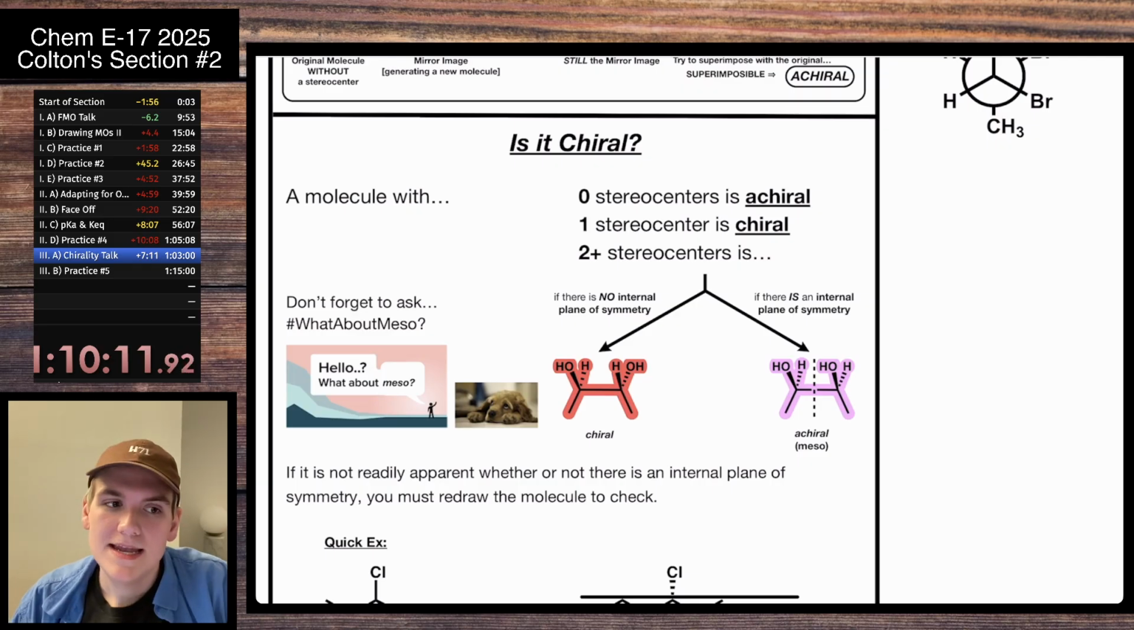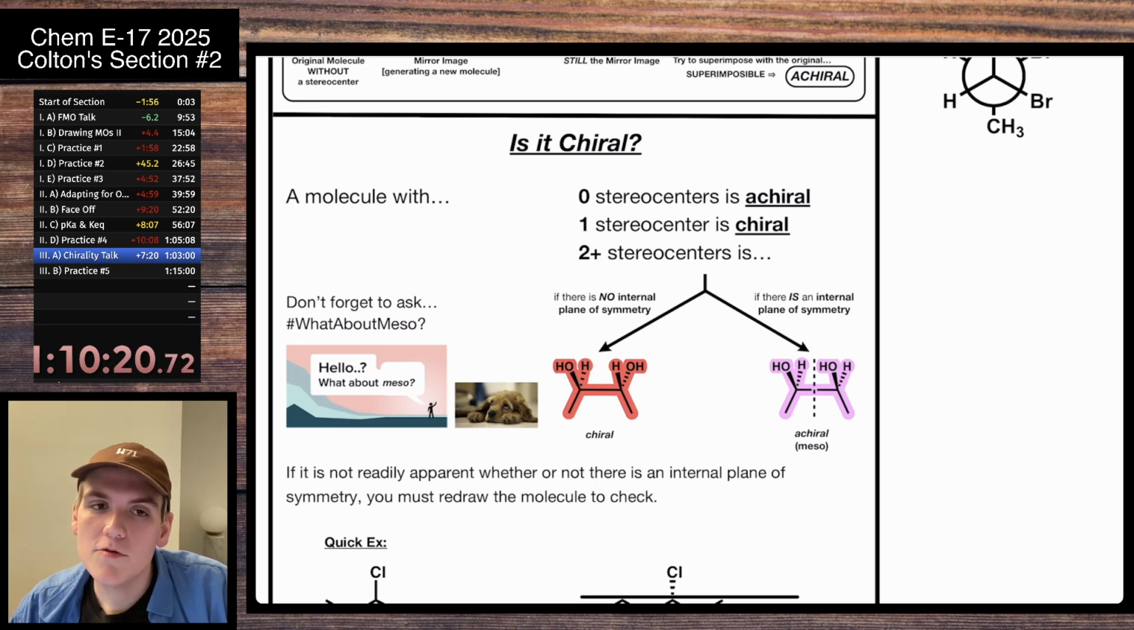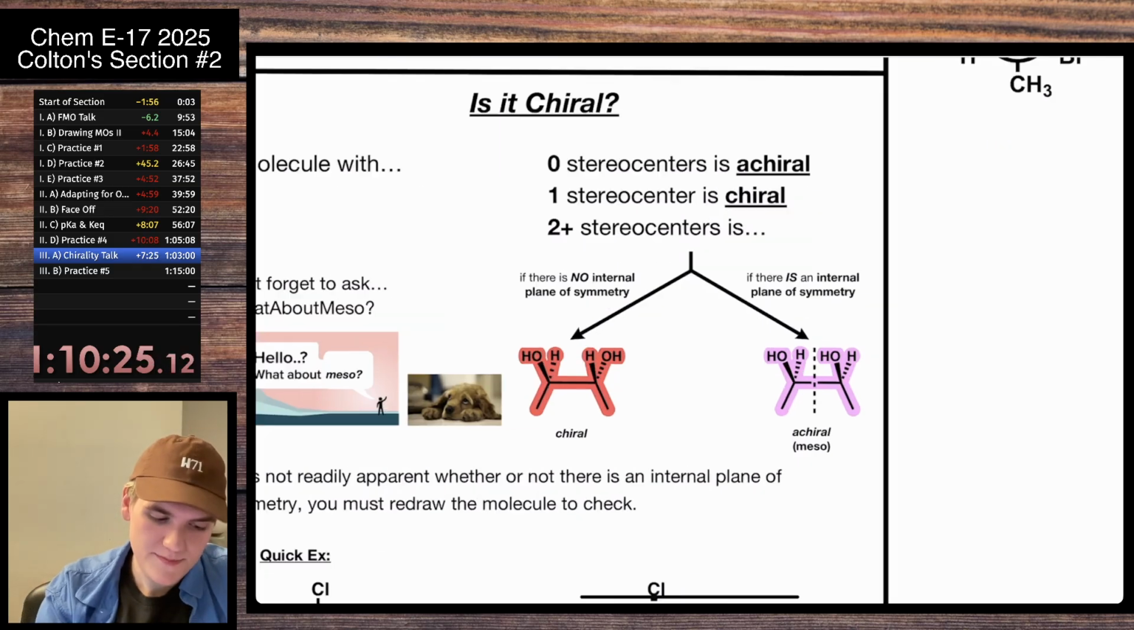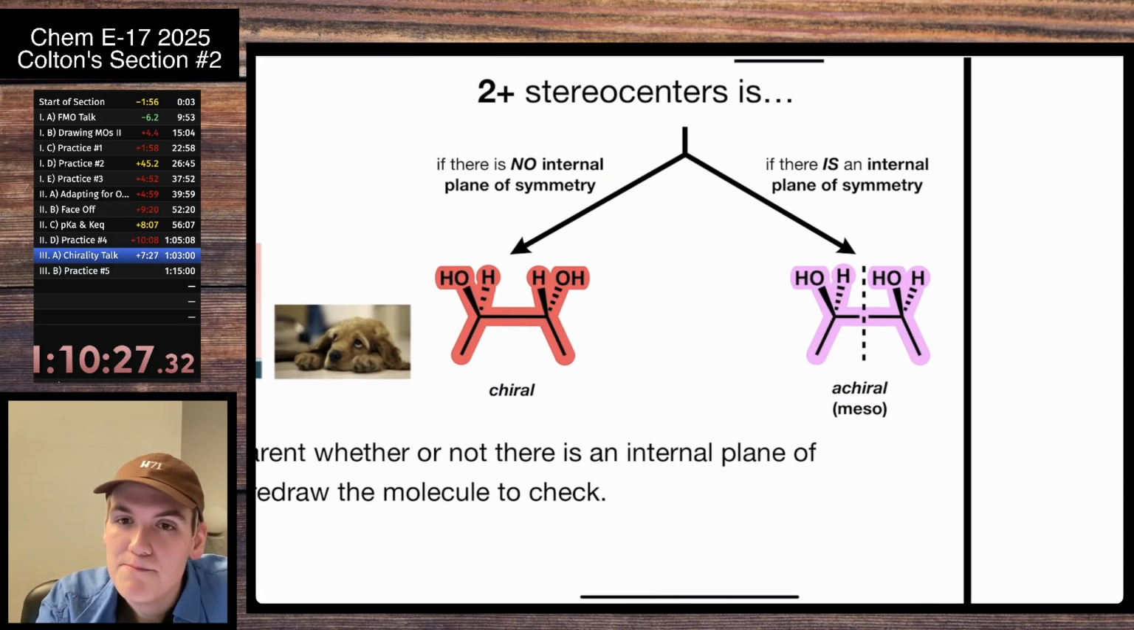achiral. Now, if we have 1 stereocenter, we have that source of asymmetry, so we know it's chiral. So we know we're not going to be able to superimpose the mirror image. If we have 2 or more, though, we have to do a check. So we have to check, is there a bigger picture internal plane of symmetry?